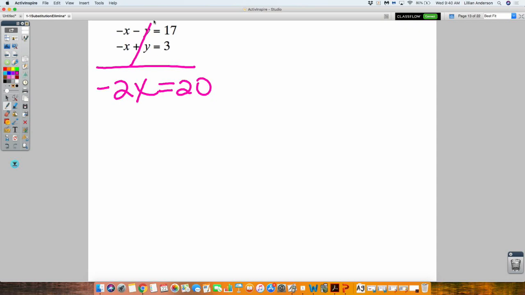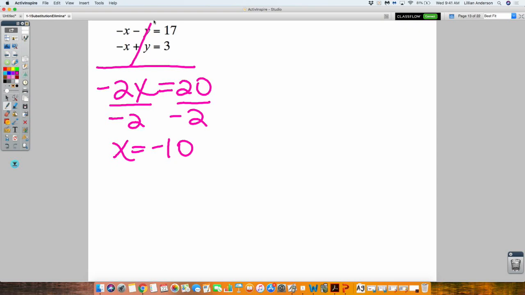This is a little one-step problem. How do I solve this? Divide. By? By negative 2. And what's 20 divided by negative 2? Negative 10. And we already have the solution for x.